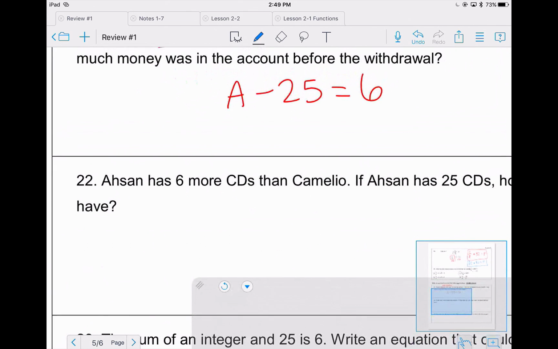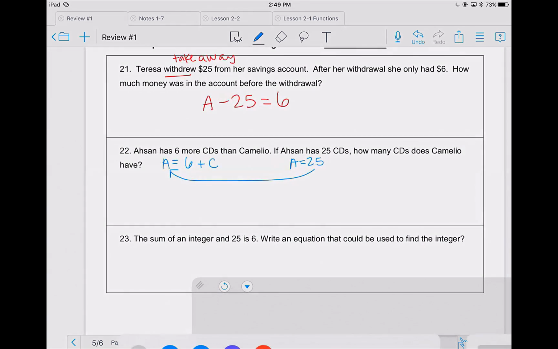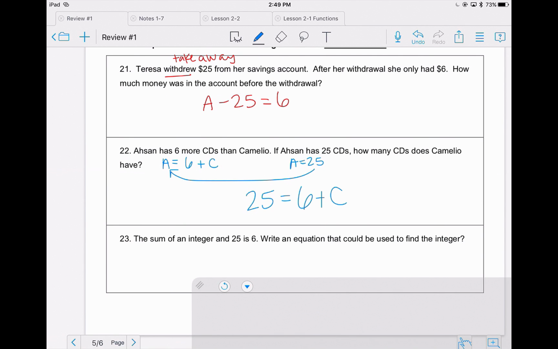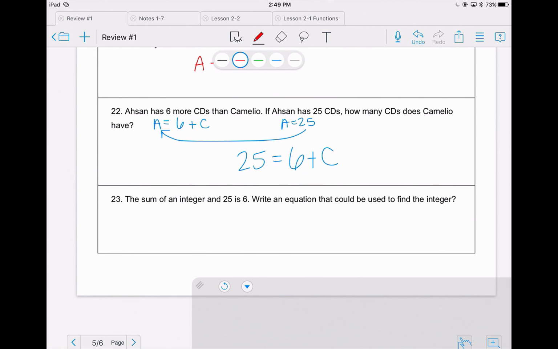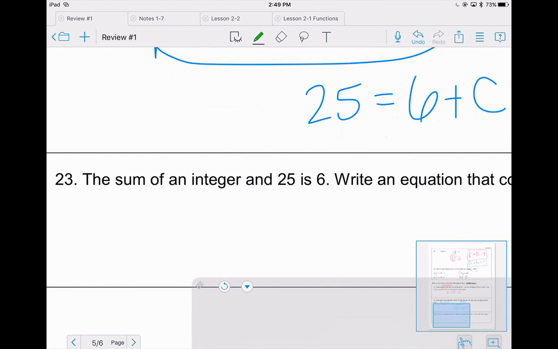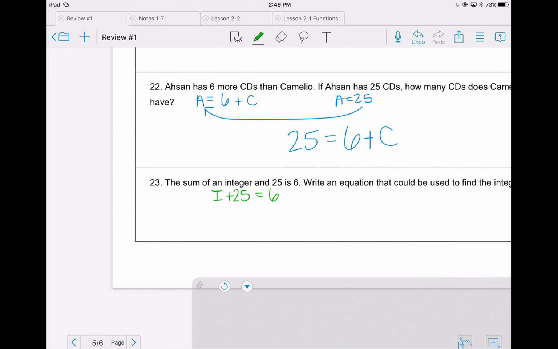22, anytime I see two sentences with information, I like to try to split them up. Asan has or equals 6 CDs more than Camelio. If Asan has 25, I'm going to plug in 25 for A. So 25 would equal 6 plus Camelio. The sum of an integer and 25 means equals 6. Write an equation. Well, there we did. There we are.